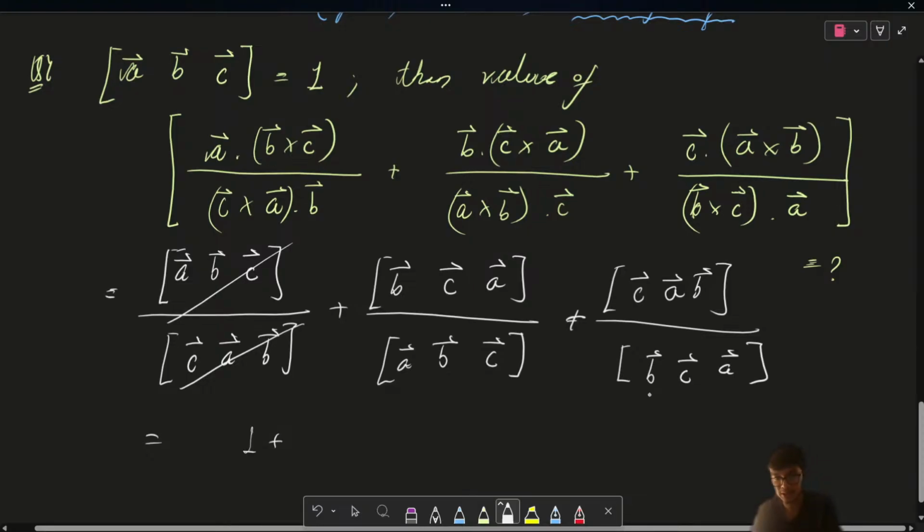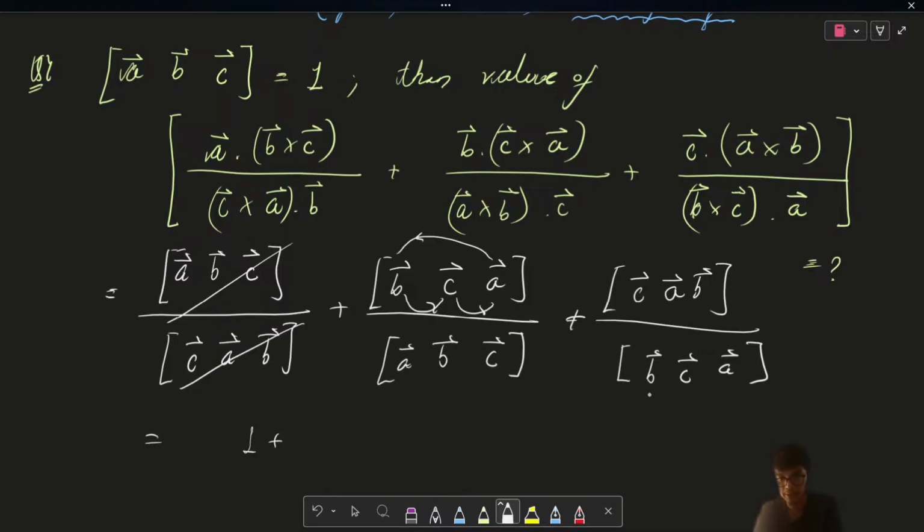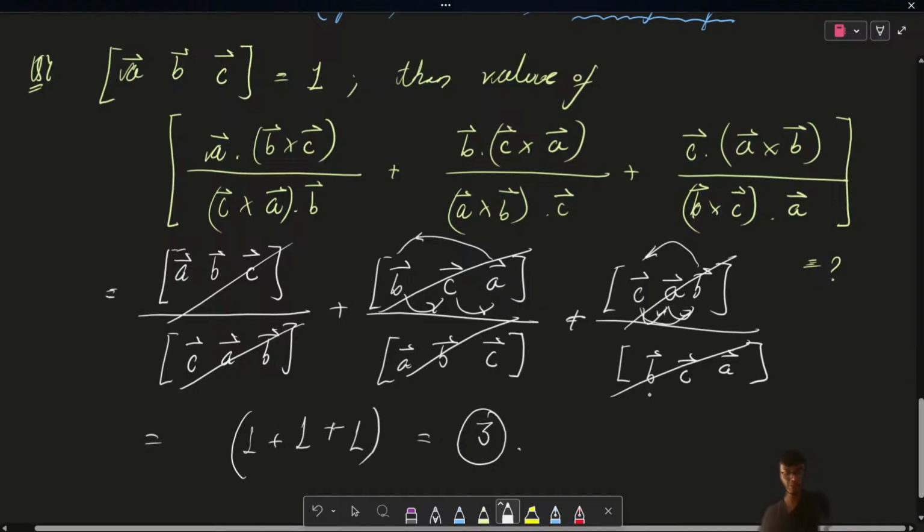Similarly, this particular result is also the same as this particular result, which you can obtain by doing a cyclic permutation over here. So this particular value is also the same as this particular value. Again, we will obtain 1, and over here will be the required answer.